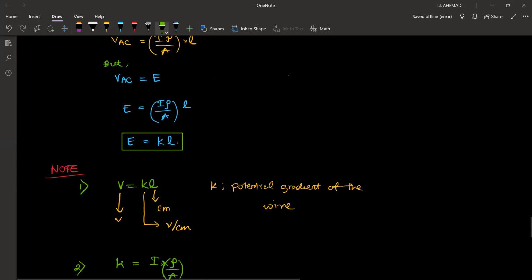Now, in this equation, E is equal to KL. Let's say you know the balance length as 30 centimeter. The balance length was 30 centimeter. Now, can you find E?